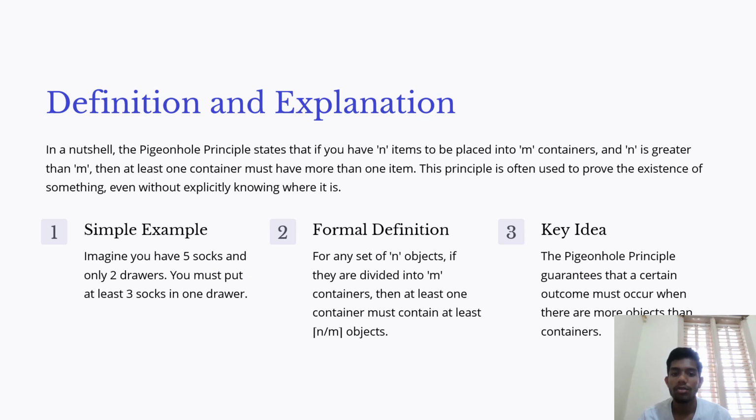Formal definition. For any set of n objects, if they are divided into m containers, then at least one container must contain at least n/m objects. The key idea is that the pigeonhole principle guarantees that a certain outcome must occur when there are more objects than containers.